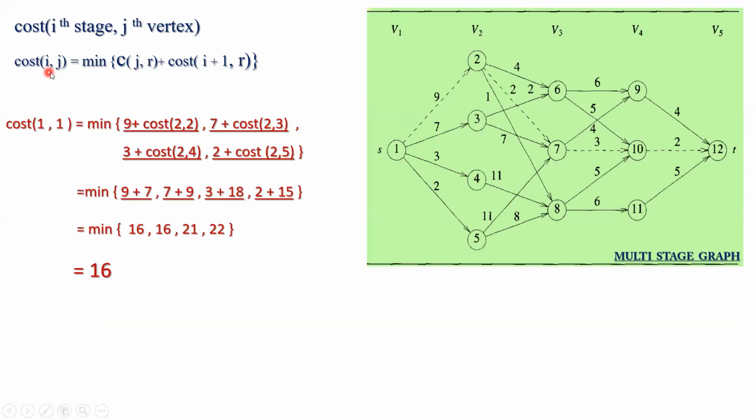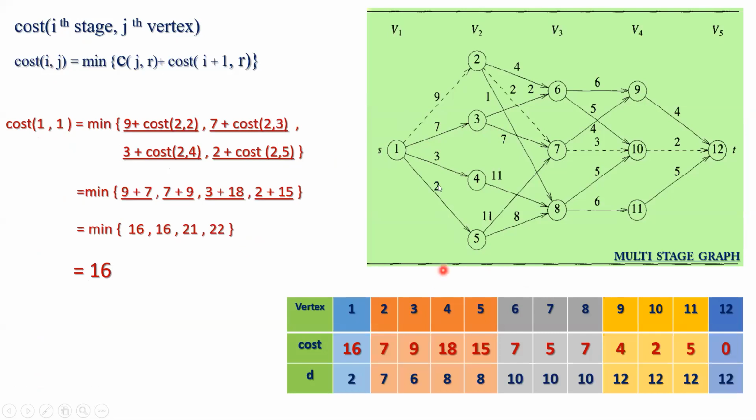Okay, so cost of i comma j. What is i? Stage. What is j? Vertex. So cost of 1 comma 1 means vertex number 1, stage number 1. What is the cost of vertex 1 in stage 1? I have many options: 1 to 2, 1 to 3, 1 to 4, 1 to 5. 4 options have been written here. Let me display the table. This is 9, so 9 plus cost of 2 in stage 2.